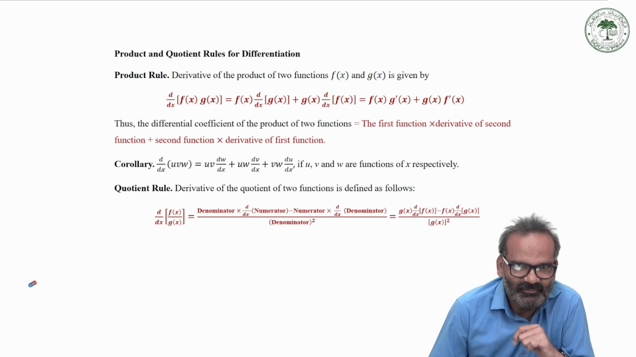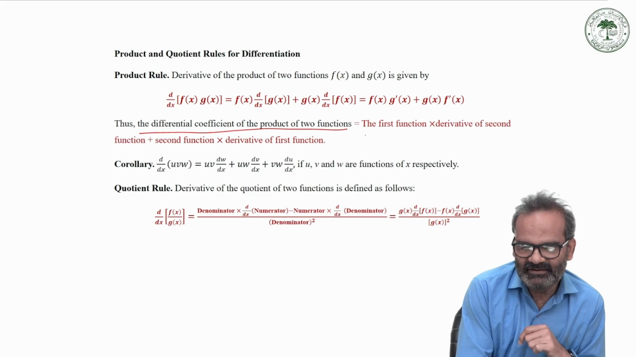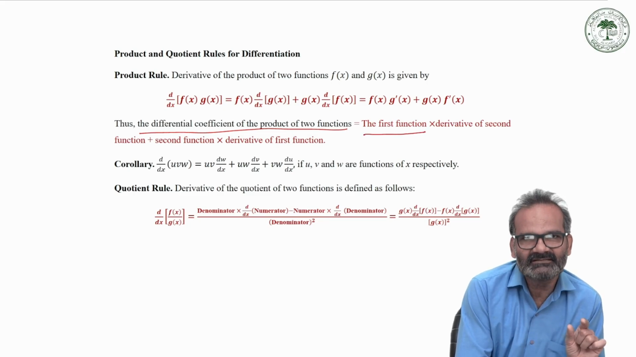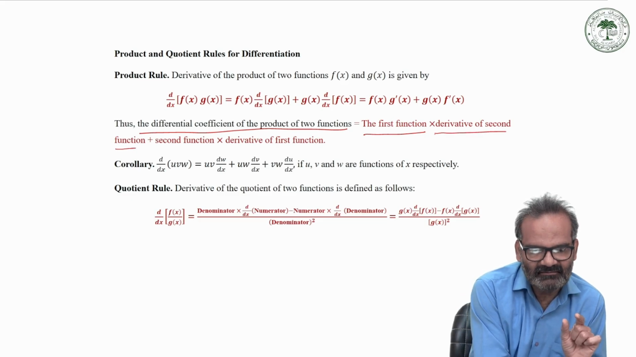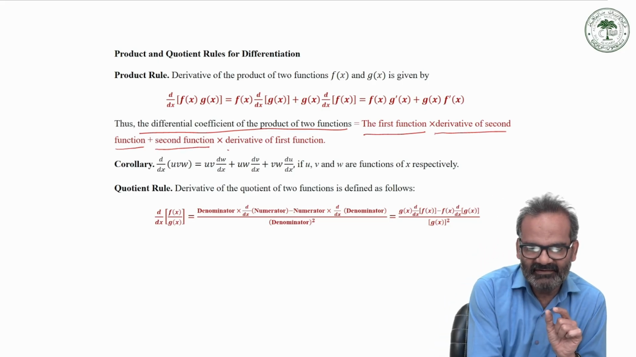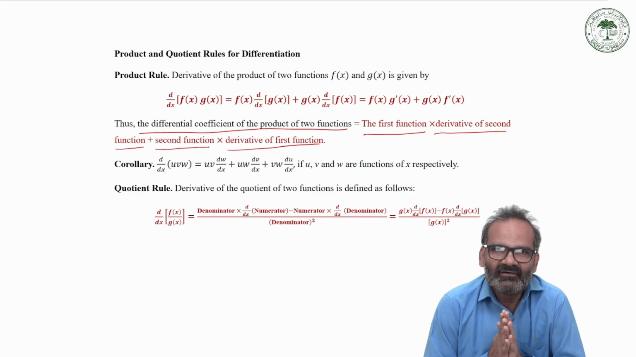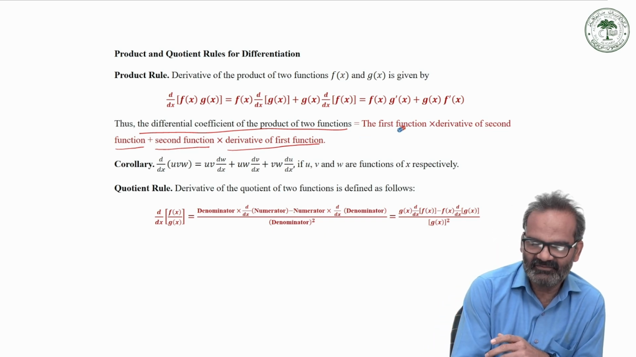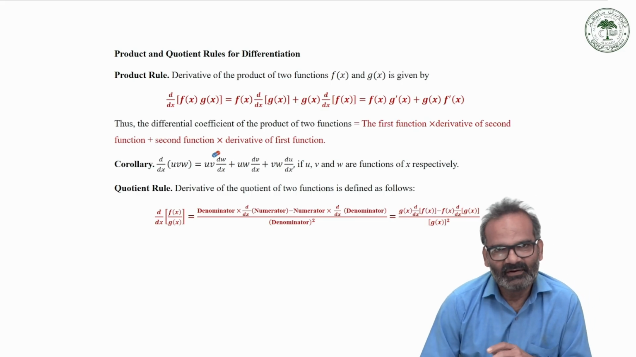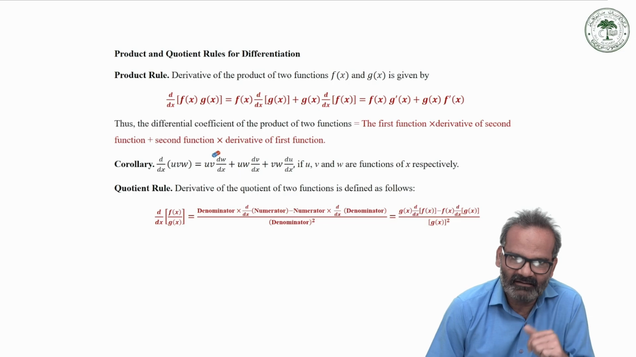Look here, we have mentioned that the differential coefficient of the product of 2 functions is simply equal to: write down the first function as it is, into the derivative of the second function, right? Plus write down the second function as it is, into the derivative of the first function. So this is a very simple rule whenever two functions are multiplied, and you can find the derivative by using this product rule. I think it is clear. If anybody has any doubt, then just mail me your concern.